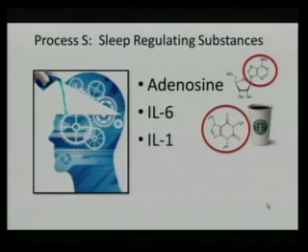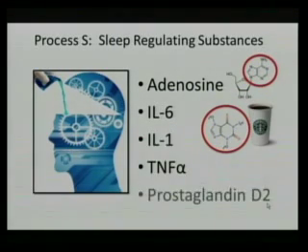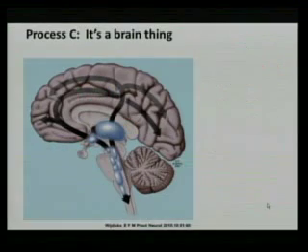Other elements include IL-6, IL-1, TNF-alpha, prostaglandin D2. For those of you interested in immunology, these are part of that system, that cascade, and they're metabolic byproducts. The more of this builds up, the more sleepy you get, and then sleep clears these things.